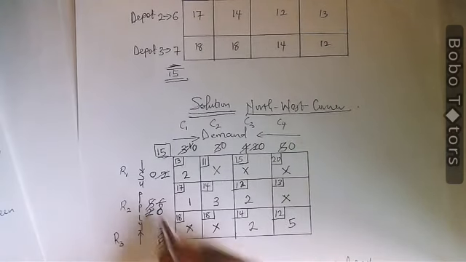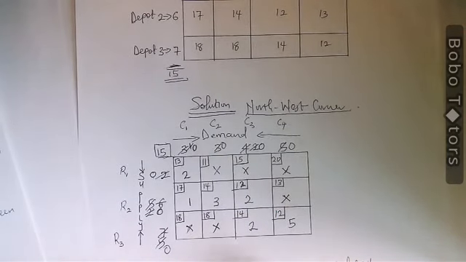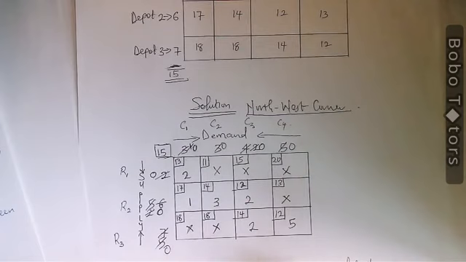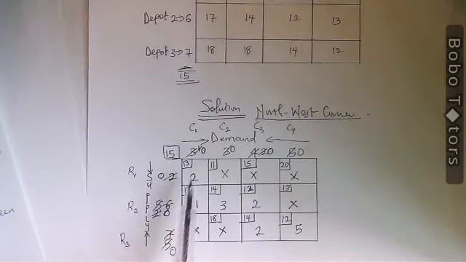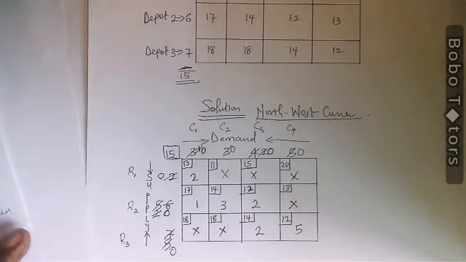Your m is row. The number of rows is 3 and the number of columns is 4. So 3 plus 4 minus 1 is equal to what? 6. Now let's count: 1, 2, 3, 4, 5, 6. That is the cells you allocated. You can see that m plus n minus 1 is equal to 6.